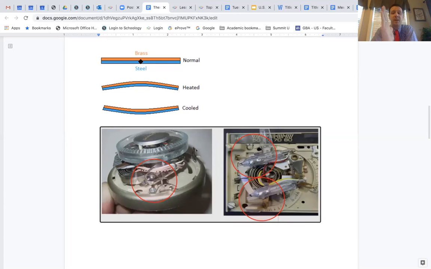And so what ends up happening is it goes from straight to curved, because one side is expanding more and the other side is not expanding as much. If it curves this way, the part that is curving away is the part that is expanding more. The concave side is the one that's not expanding as much. And then when you let it cool, it comes back to straight.